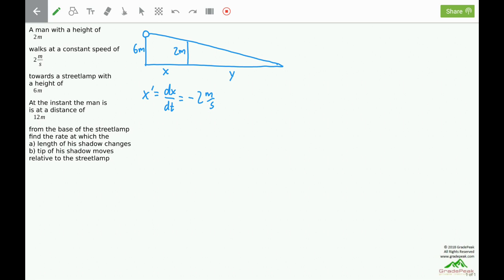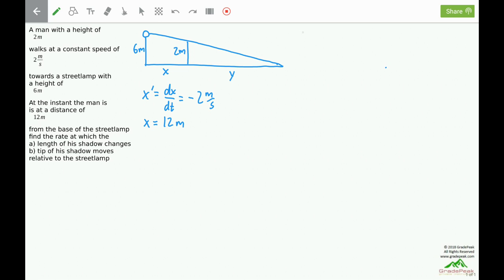We want to look at the instant the man is at a distance of 12 meters from the street lamp. That means x will be 12 meters, but we do not want to label that on the picture because that 12 meters is not a constant. The man is changing his distance by walking towards the lamp. That just tells us the instant at which to calculate the values.